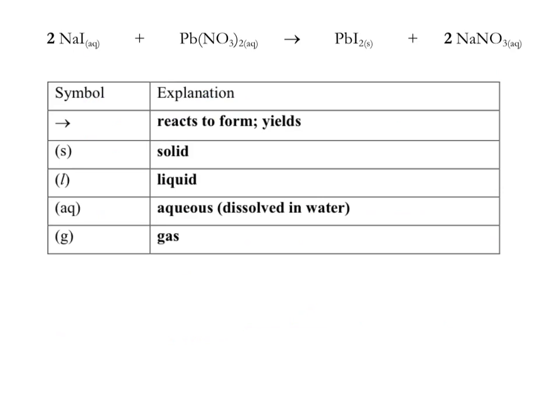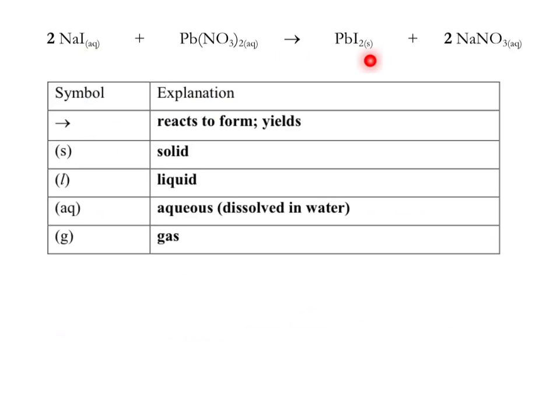Let's talk about some of the symbols that you might see in a chemical equation. We have the reaction arrow, which usually is just read as "reacts to form" or "yields." Sometimes you'll see things like aq or s, and those are the states of matter, so you can see that they have solid, liquid, gas, and aqueous as possibilities.